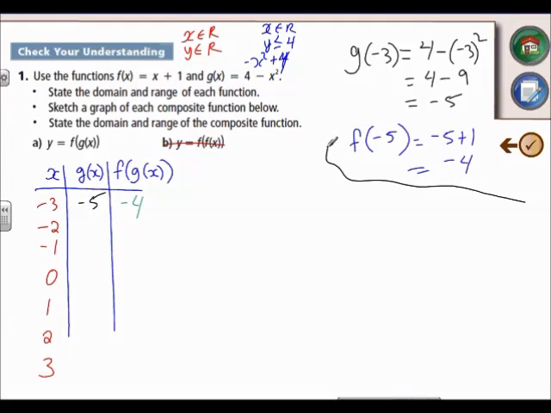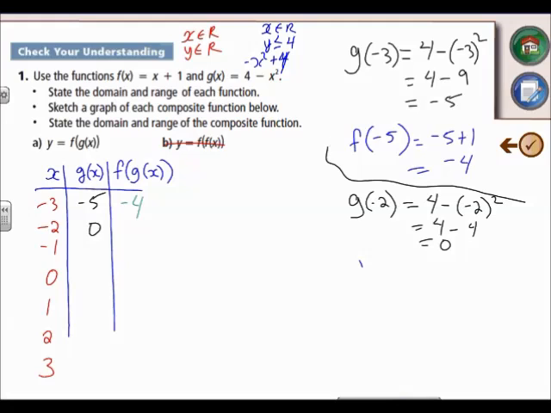I'll do one more for you just to make sure you've got it. g of negative 2, starting with the inside function. Plop it through. Look at that, going great. We've got 4 minus 4. Hey, that's 0. Now we go to the next one.